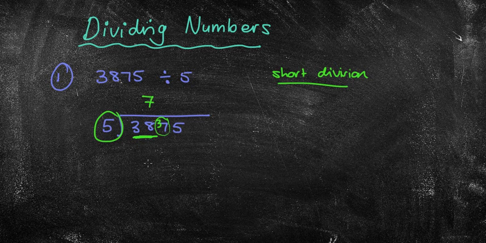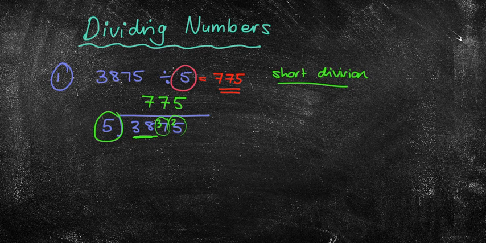I'm going to ask that same question again. How many times does 5 now go into 37? Well, it goes in 7 times again, because 7 times 5 is 35, but this time it means that there are 2 left over. Now, the very last question I'm going to ask is how many times does 5 go into 25? And it goes into 25 5 times. Therefore, the answer to my question, how many times is 5 going to 3,875? The answer is 775 times.